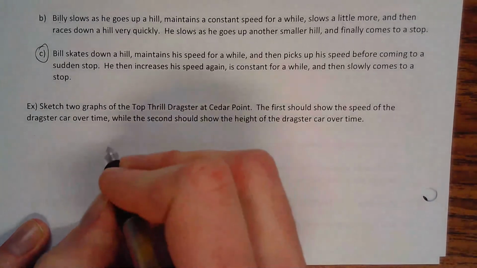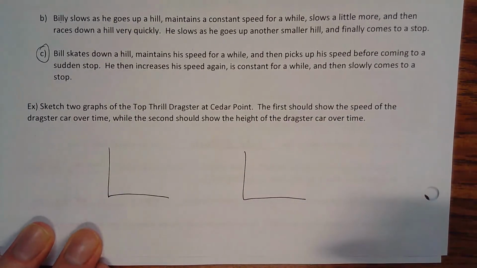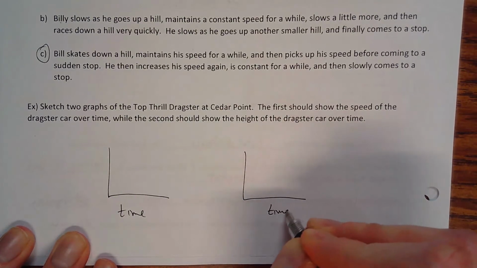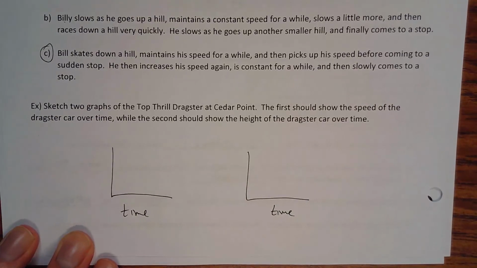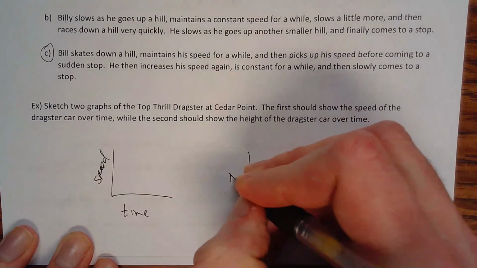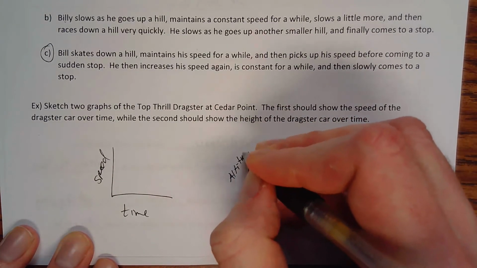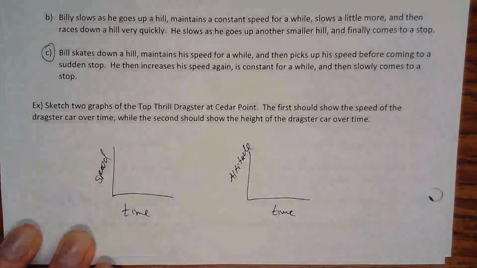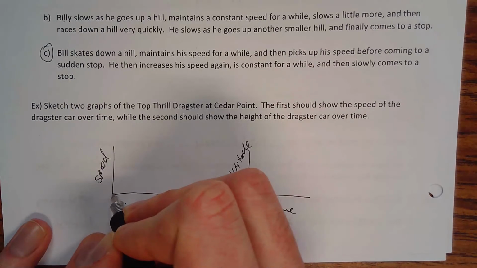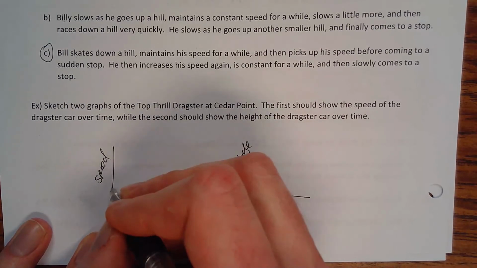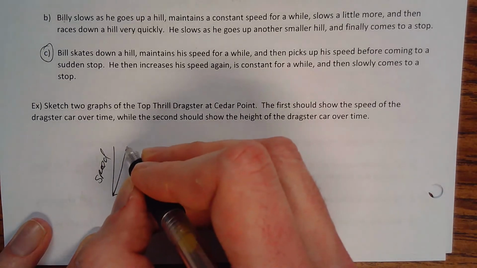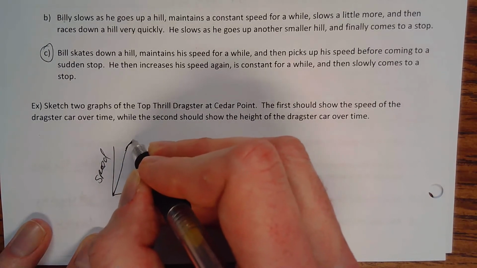But we're supposed to make 2 graphs. So one of them we're going to do compared to time. 2 things I could do: I could do speed and I could do altitude. So I'm going to do speed and altitude. Okay, so speed, first off, you're sitting there doing nothing, and then all of a sudden it just accelerates so fast as you're going up towards a hill. So you're speeding up very quickly, and then as you start to enter the hill, you start slowing down.